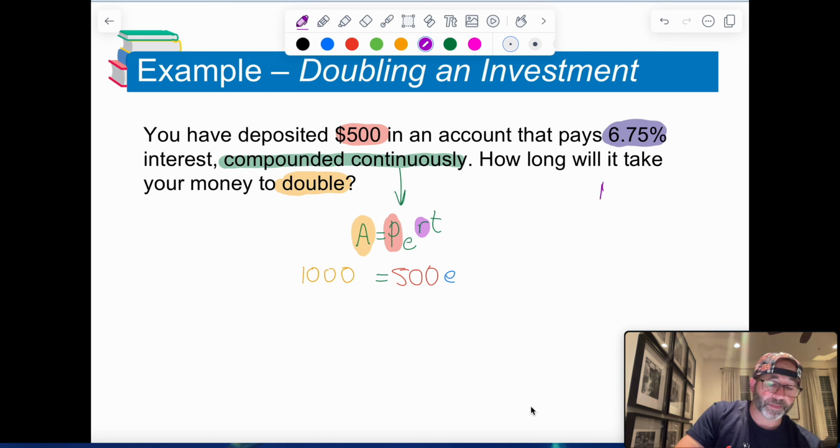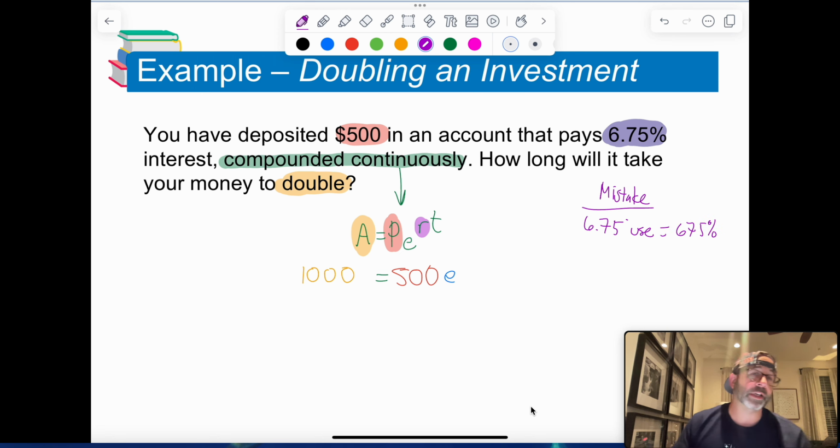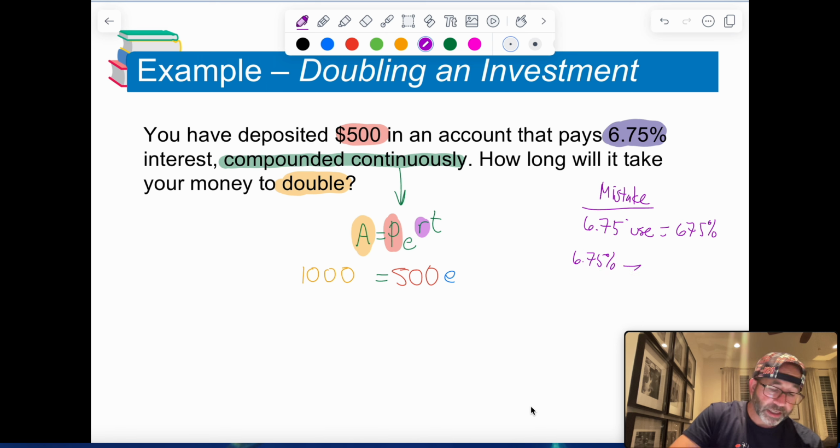Now, the common mistake that people make is that they use 6.75 as the value. What that really means is you're using 675% for the interest rate. If you can get 675% for the interest rate, you should retire early because you're really good with money. So that's the mistake. But what we should use is 6.75% as a decimal, which is actually 0.0675. That's the correct decimal value to actually use for the rate. So we're going to use 0.0675, and we are going to go ahead and solve for t, because it asks you how long.